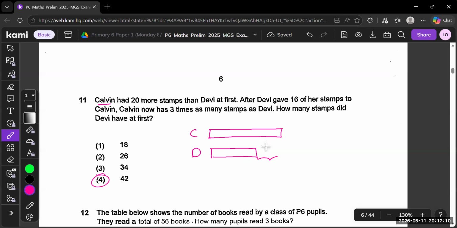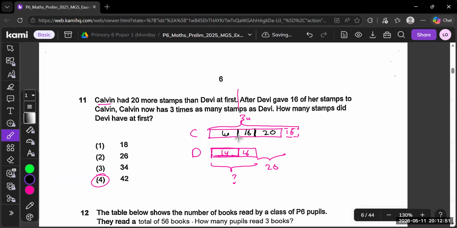So when you draw a model, you draw the first sentence. Okay? Then the second sentence, David gave 16, cut, and then put the 16 over here. You can use a dotted box to show that you give to Kelvin. And then Kelvin now has 3 times, 3 units, right? If you cannot cut into 3 boxes, then you write 3 units. And David will have how many left? David will have 1 time, 1 unit left. So how many stamps did David have at first? So your question mark is here. And it's very easy. So what do we do? Cut 1 unit, cut 16, here 20.